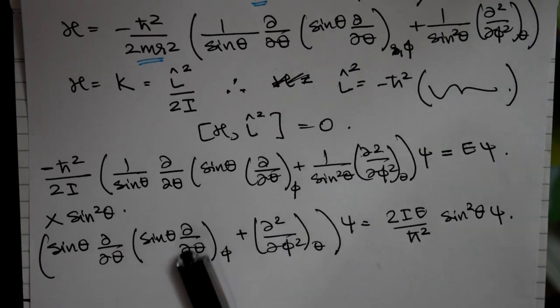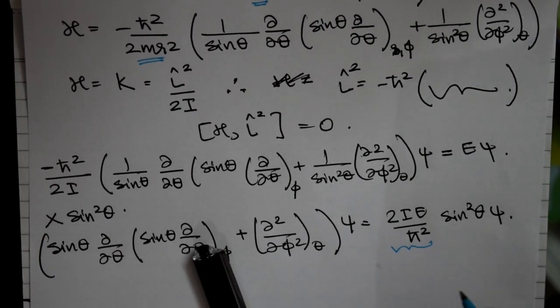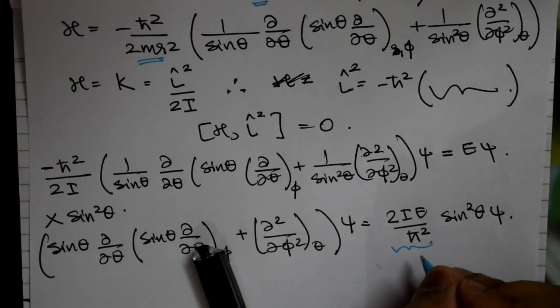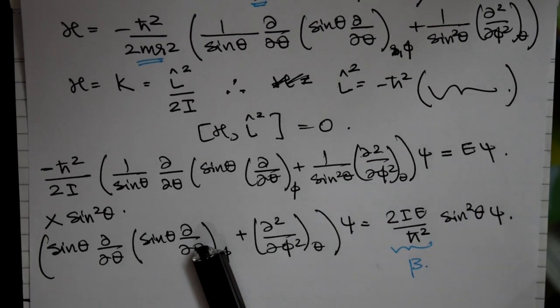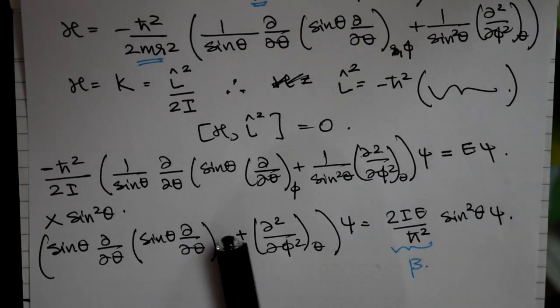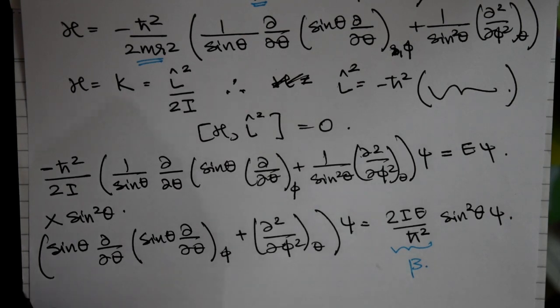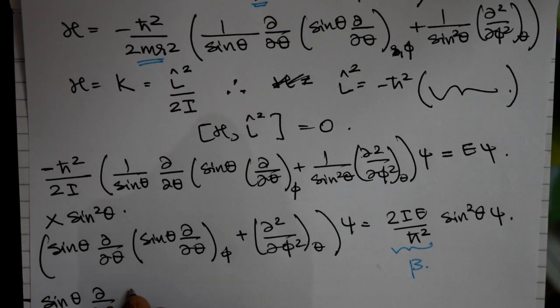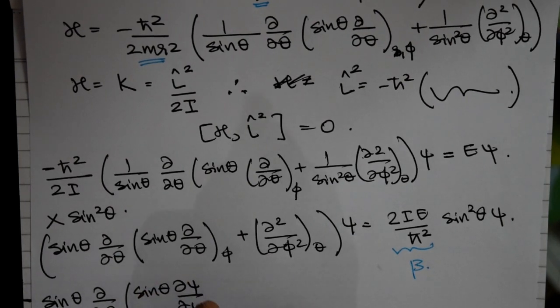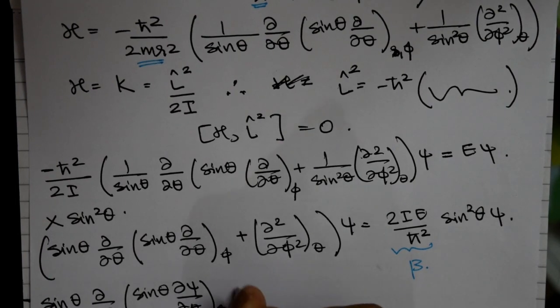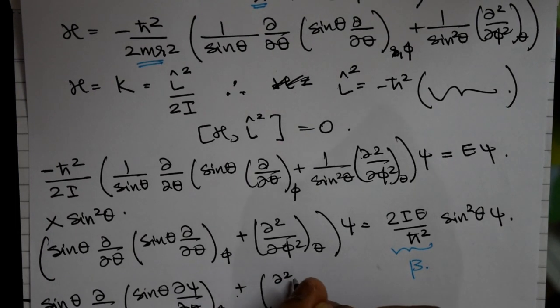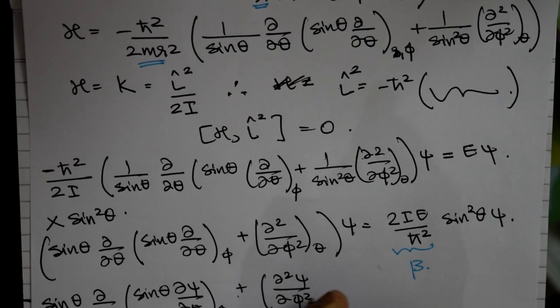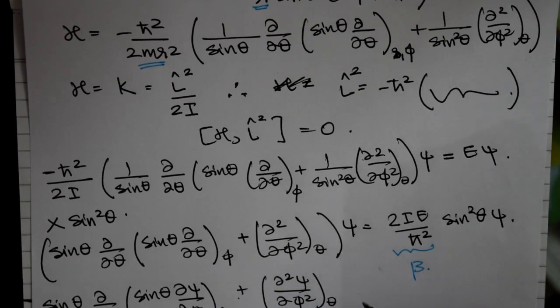So we can now assume, for the sake of simplicity, this is given as beta. So now what ends up happening? This is going to be sine theta dou by dou theta with a sine theta dou psi by dou theta at constant phi, plus dou square psi by dou phi square at constant theta.